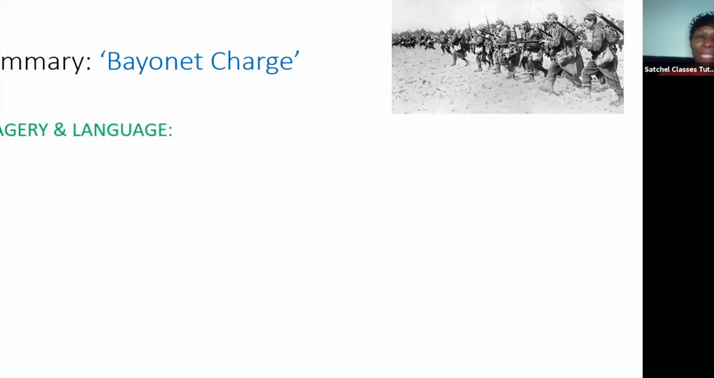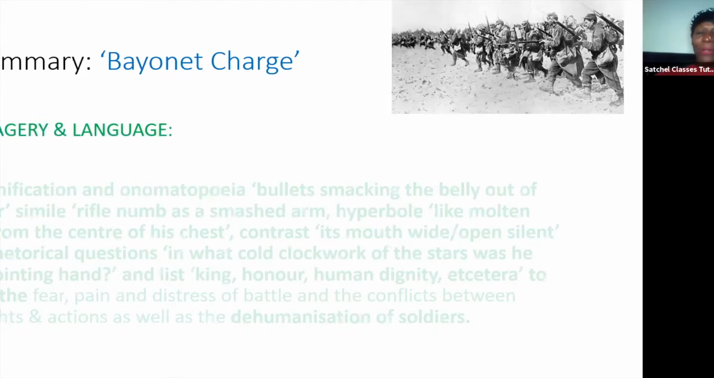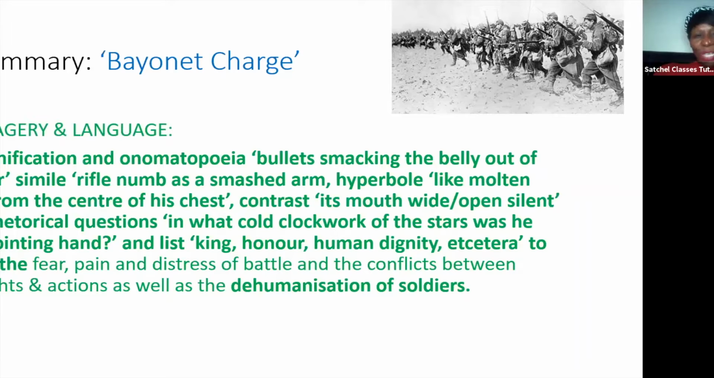Now let's consider some of the imagery and language. Hughes uses personification and onomatopoeia in the quotation, "bullets smacking the belly out of the air." When you punch someone in the stomach, or smack the belly out of the air, it's an aggressive and forceful act that's not playing by the rules. You should punch above the waistline. So it's showing really the aggression, the violence, the kind of malice of this environment where bullets are like bullies.